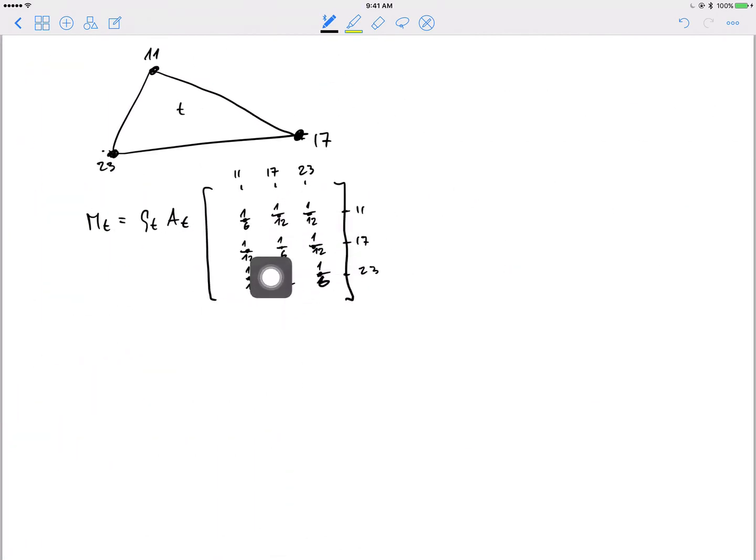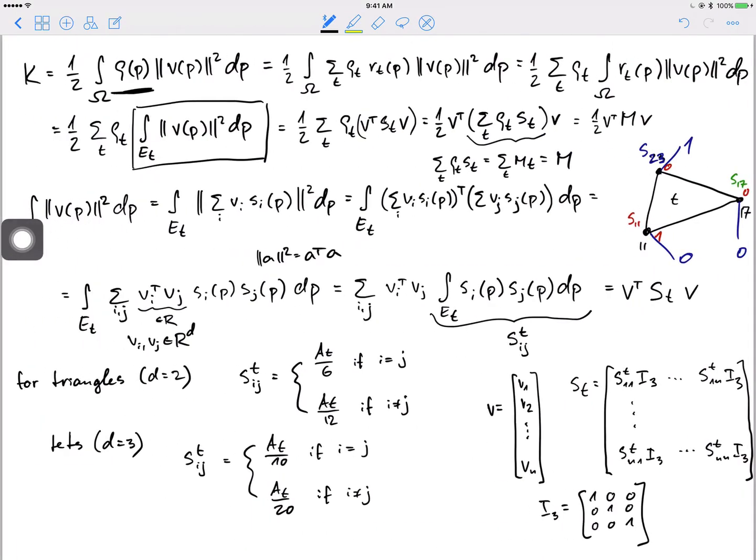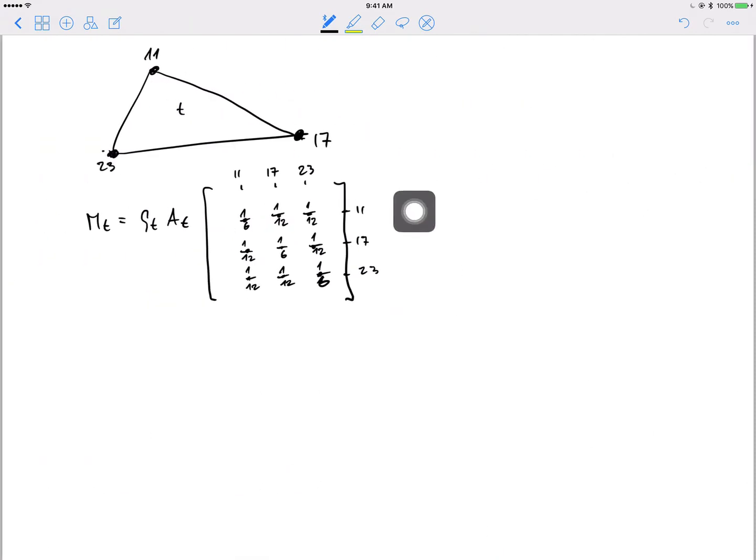And this is how you build the entire mass matrix. The entire mass matrix is nothing but the sum of the M_Ts for all the elements T. So this is the big M. This is for a single triangle, right? Another triangle is going to scatter another 3 by 3 block. You sum all of them together. That's your complete mass matrix.